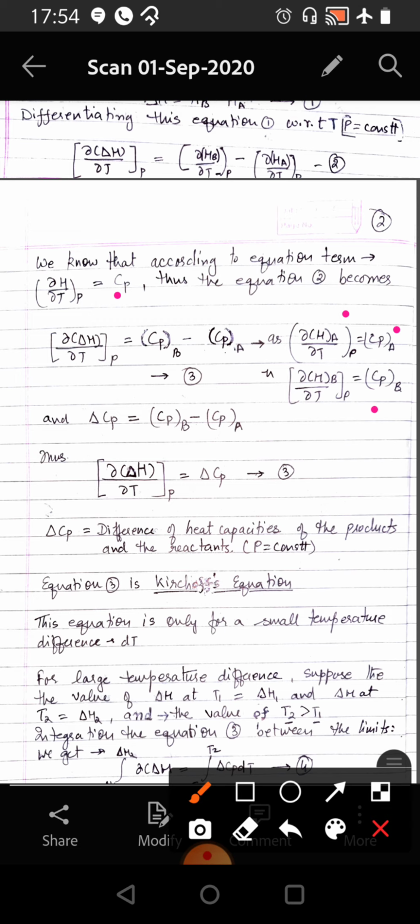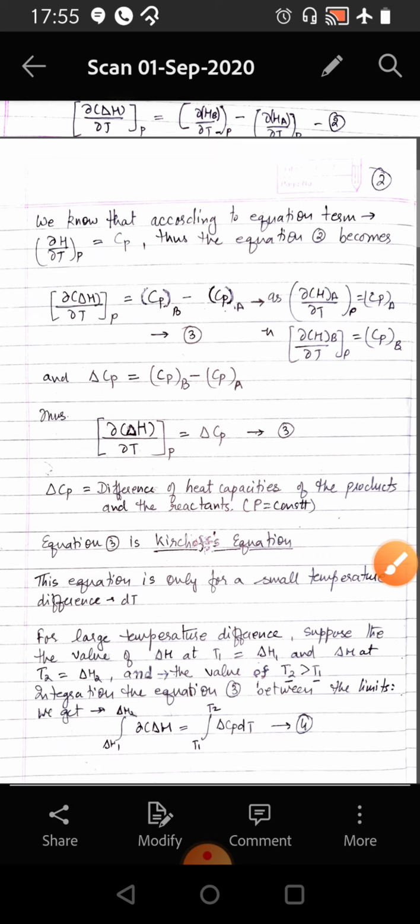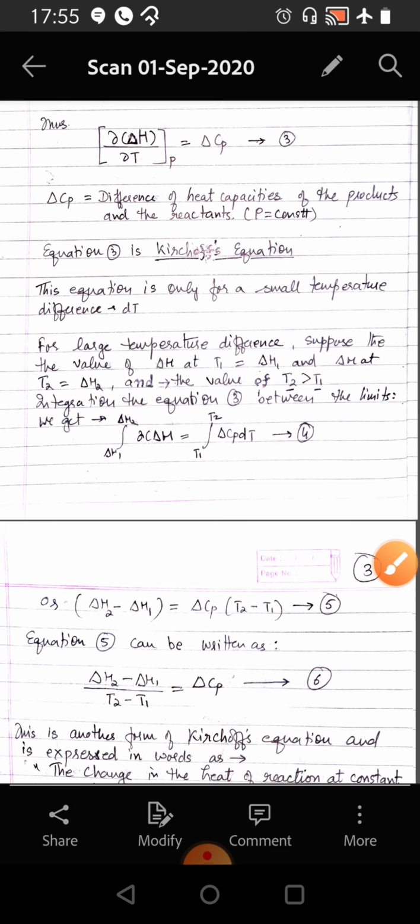Putting their values in equation 2, the equation becomes del delta H upon del T at constant pressure is equal to heat capacity of the products minus heat capacity of the reactants, which is equal to delta Cp. Thus, del delta H upon del T at constant pressure becomes equal to delta Cp, where delta Cp is the difference of heat capacities of the products and the reactants. Now equation 3 is known as Kirchhoff's equation.